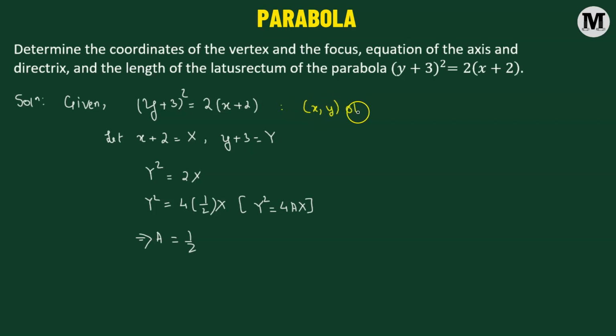Now this is our original coordinate system, and after making these two substitutions, we have converted our parabolic equation into a form which is considered in the new coordinate system. We'll sketch the graph of y² = 4ax, and from the standard equation of the parabola we can easily define the coordinates of the vertex, focus, the equation of the axis and directrix, and the length of the latus rectum. And once we have those values, we can use these two transformation formulas to revert back to the original coordinate system. So let us begin.